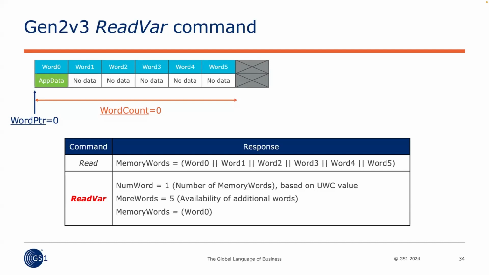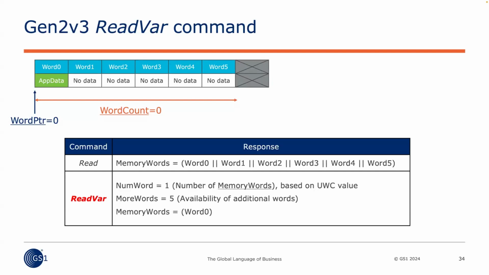So with the read var command, what it does is it makes use of this value called the user word count that we discussed, where it programs into the tag that says, when I see a read var with word pointer 0 and word count 0, I know to backscatter all the words starting from word 0 up to the value of the user word count. And that's all the data that would be of interest to the application.